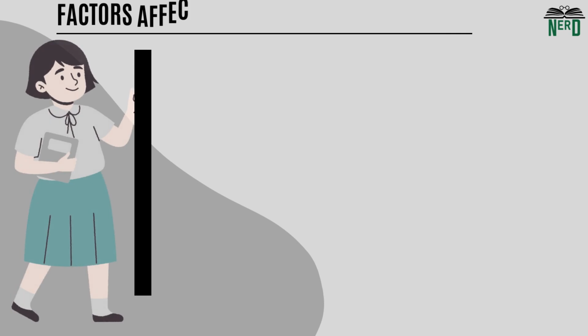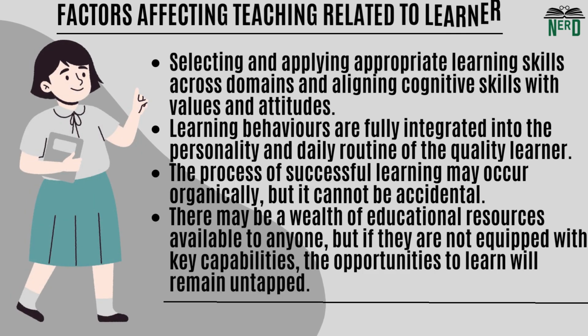A learning behavior consists of selecting and applying appropriate learning skills across domains and aligning cognitive skills with values and attitudes. In some cases, learners possess skills that they believe they will not be able to utilize when the appropriate context presents itself. In contrast, learning behaviors are fully integrated into the personality and daily routine of the quality learner. The ability to choose and use the right combination of skills indicates a quality learner.